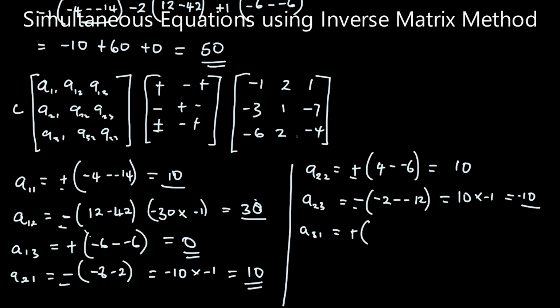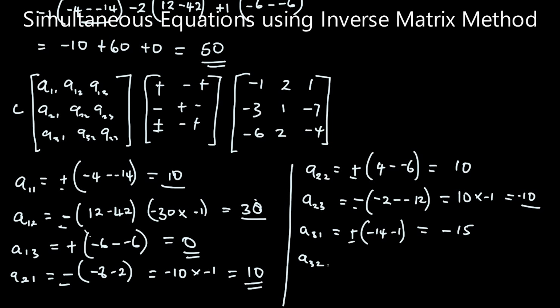If you close the row and the column that contains A31 and you solve the remaining values, it should give you minus 14 minus 1. And minus 14 minus 1 is negative 15. The sign is positive, so it remains as negative 15.